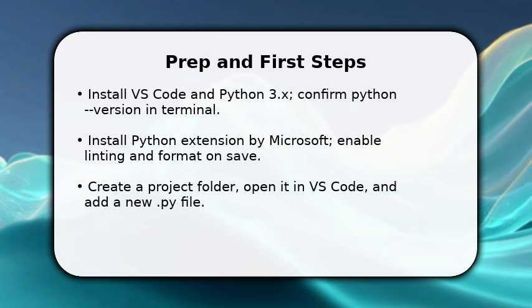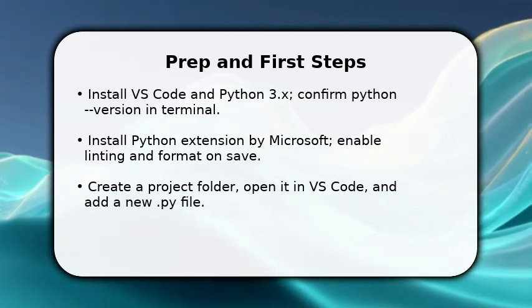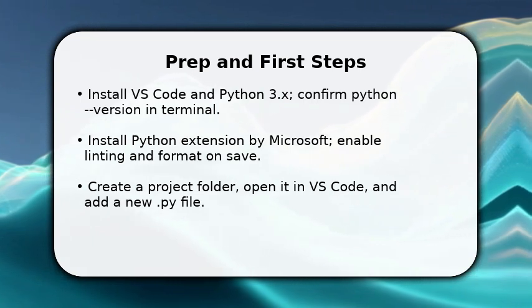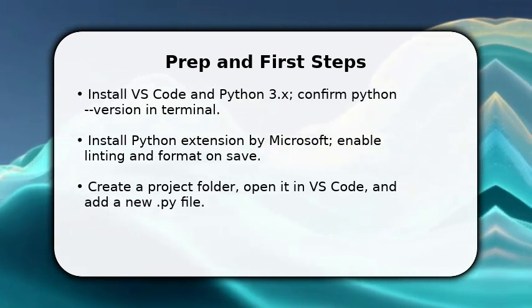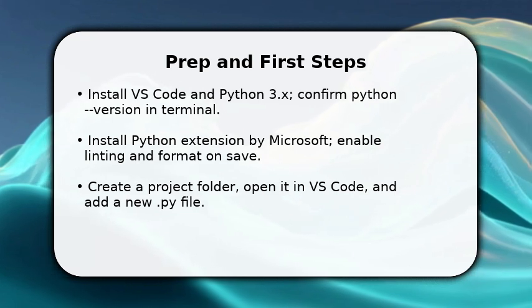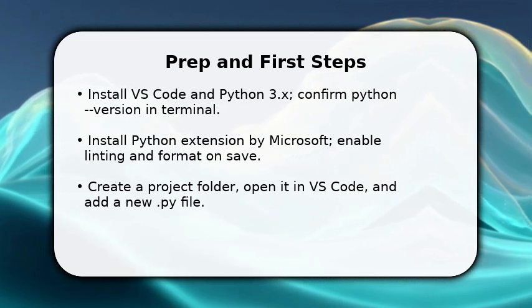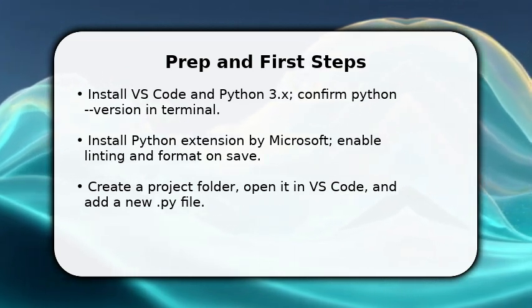You start by confirming prerequisites: VSCode installed and Python 3.x available on your path. Open your project folder in VSCode and create a new .py file so you can act immediately. Install the Microsoft Python extension and enable linting and format on save to keep code tidy.